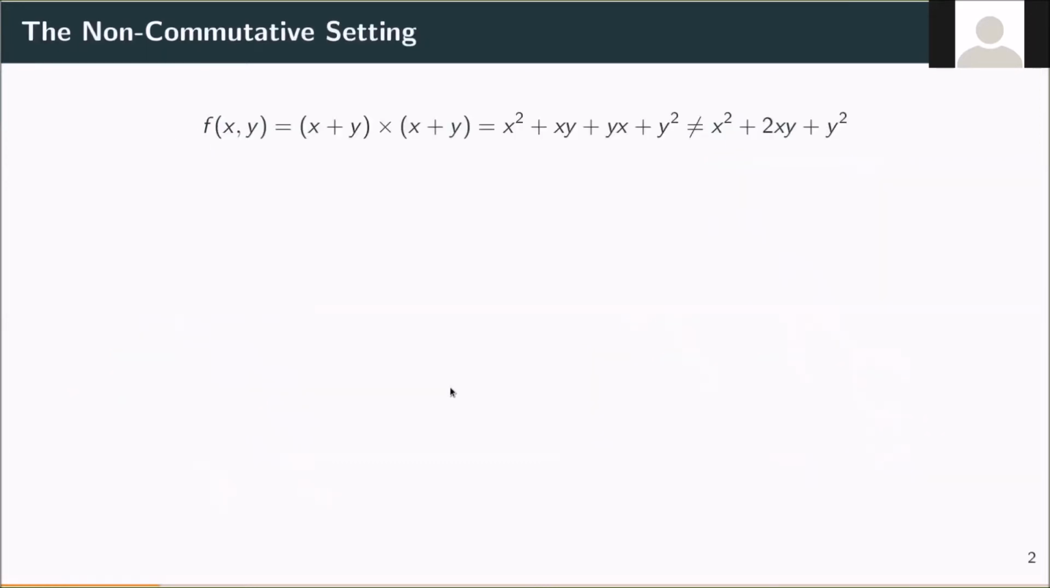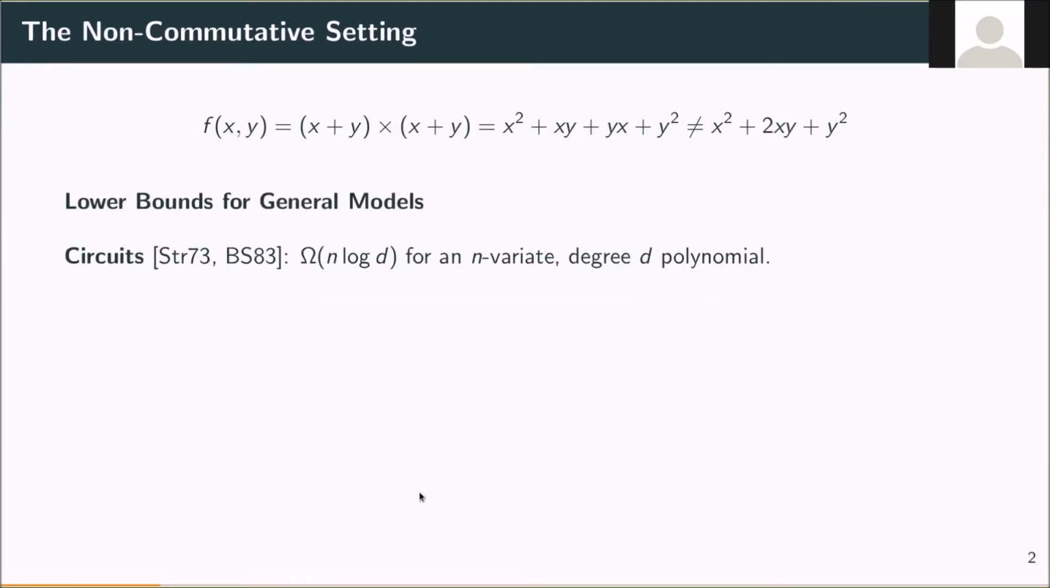So what is known in the non-commutative setting as far as lower bounds go? The best circuit lower bound is the same as the best circuit lower bound that we know in the general setting. So it's a barely superlinear lower bound, which is known due to Baur and Strassen. They showed that there exists an n-variate degree d polynomial such that any circuit computing it must have size at least omega(n log d). So this is the same as what is known in the general setting.